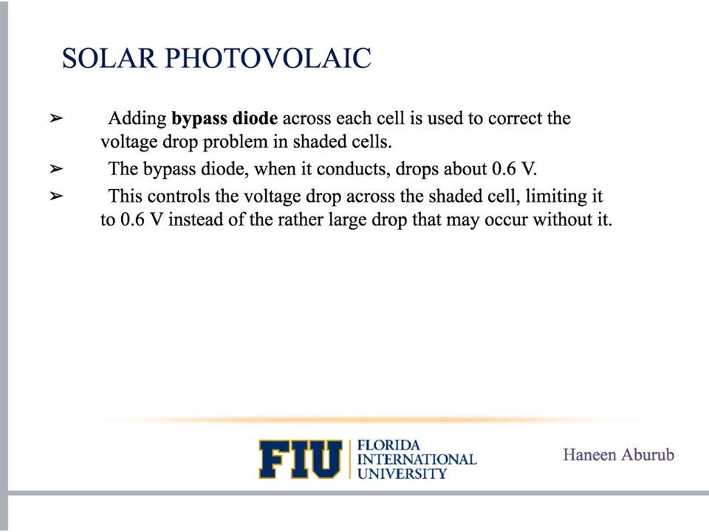Now adding a bypass diode across each cell will help in solving the shaded cells problem. The bypass diode, when it conducts, drops only about 0.6 volts. This controls the voltage drop across the shaded cell, limiting it to 0.6 volt instead of having a large drop that may occur without it.